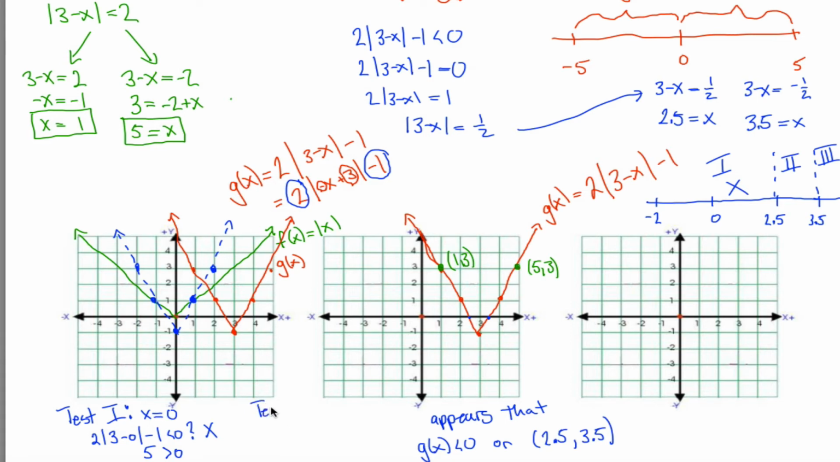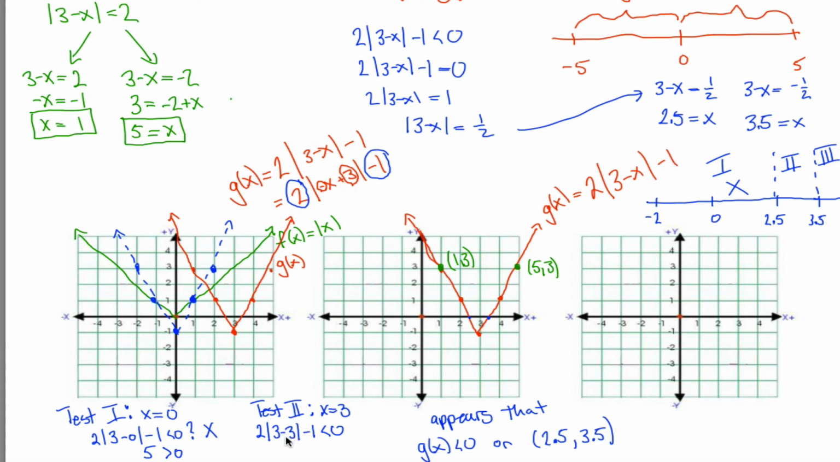Let's test region 2. Pick any number you want between 2.5 and 3.5. I don't know, 2.7, 3.4, pi, any number you want. Because I like keeping things simple, I'm going to pick the number 3, the only whole number in this region, and test that. Is it true that 2 times the absolute value of 3 minus 3 minus 1 is less than 0? Wrote this thing again, except I changed all the x's into 3's.